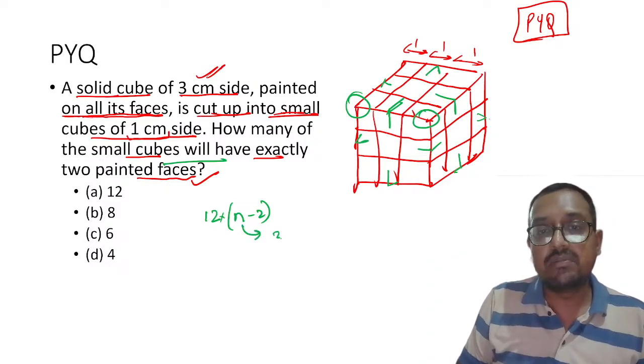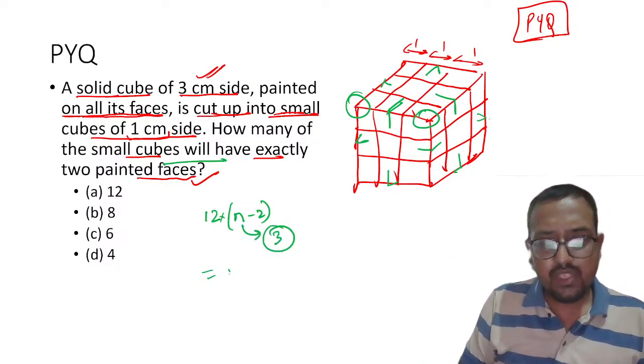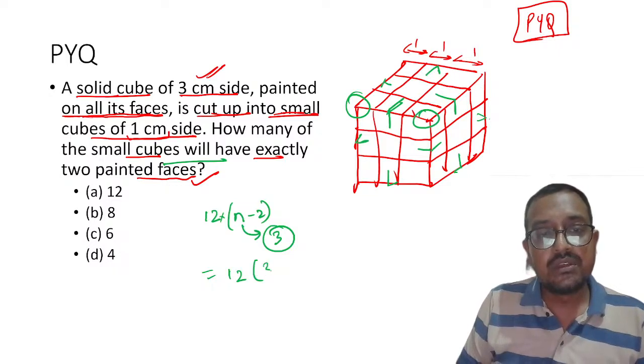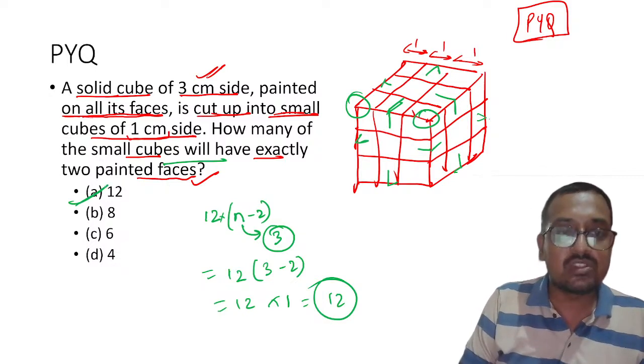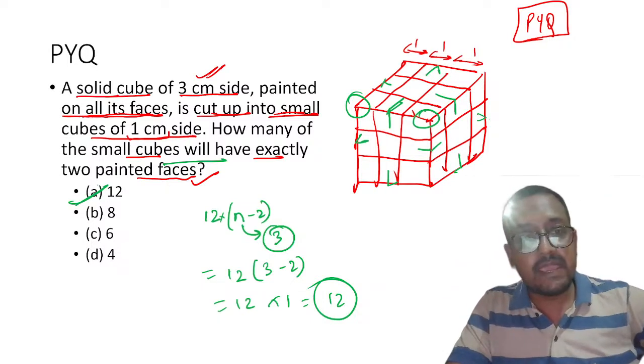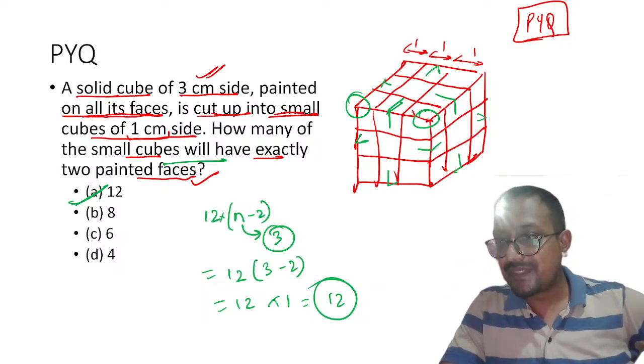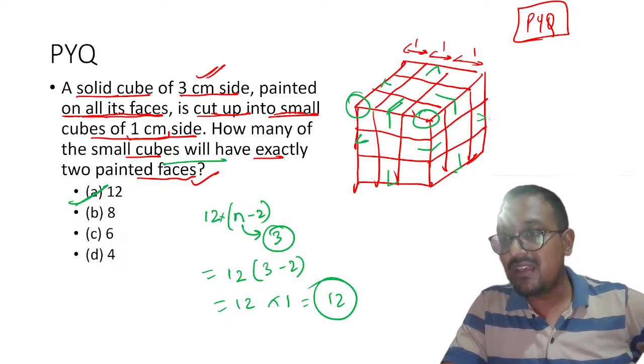N's value over here will be 3. So this will become 12 into 3 minus 2. That is equal to 12 into 1. That is equal to 12. So I hope you all are clear on this part. The correct answer will be, please quickly comment, it will be A. Understood?